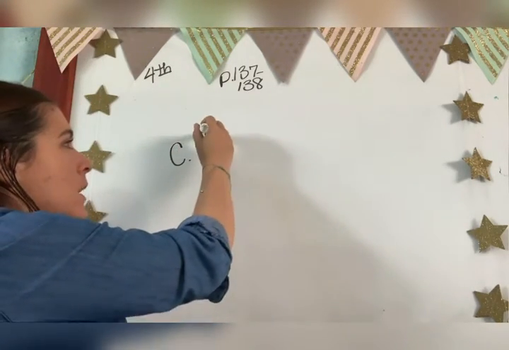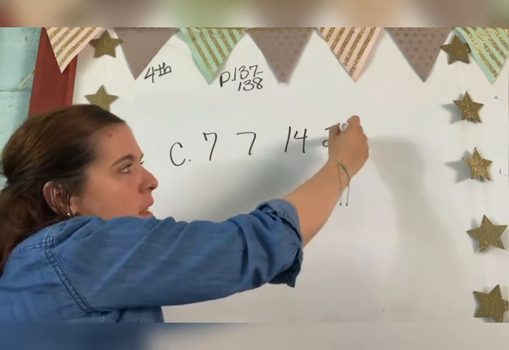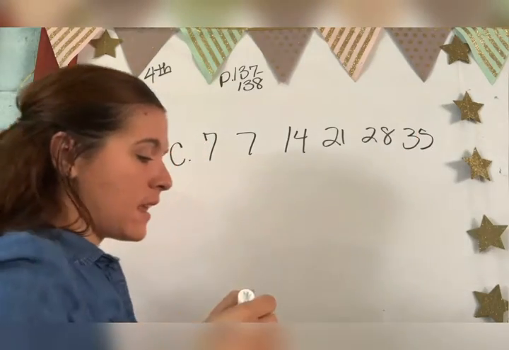Okay, ready, Holly? Here we go. 7 times 1, 7. 7 times 2, 14. 7 times 3, 21. 7 times 4, 28. 7 times 5, 35. Excellent job.